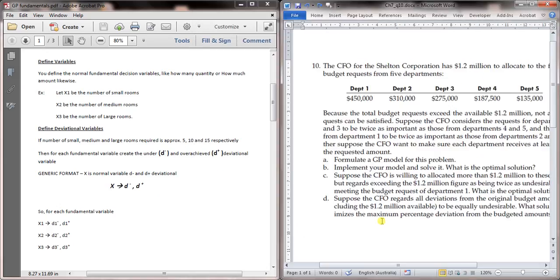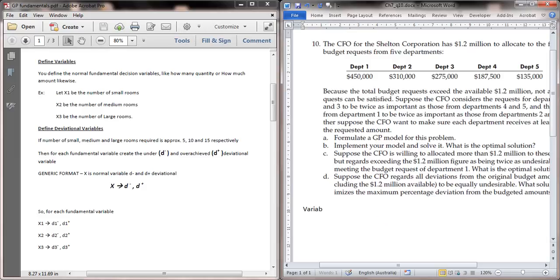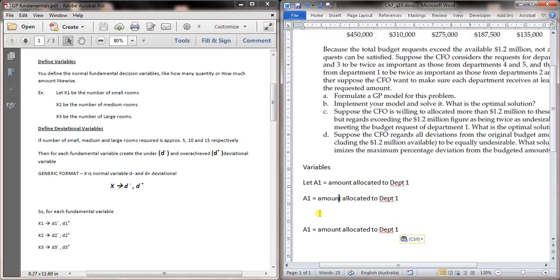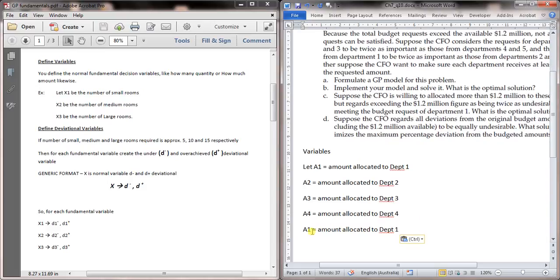So our variables should be, let A1 be the amount allocated to Department 1. Similarly, A2 for Department 2, A3 for Department 3, A4 for Department 4, and A5 for Department 5.